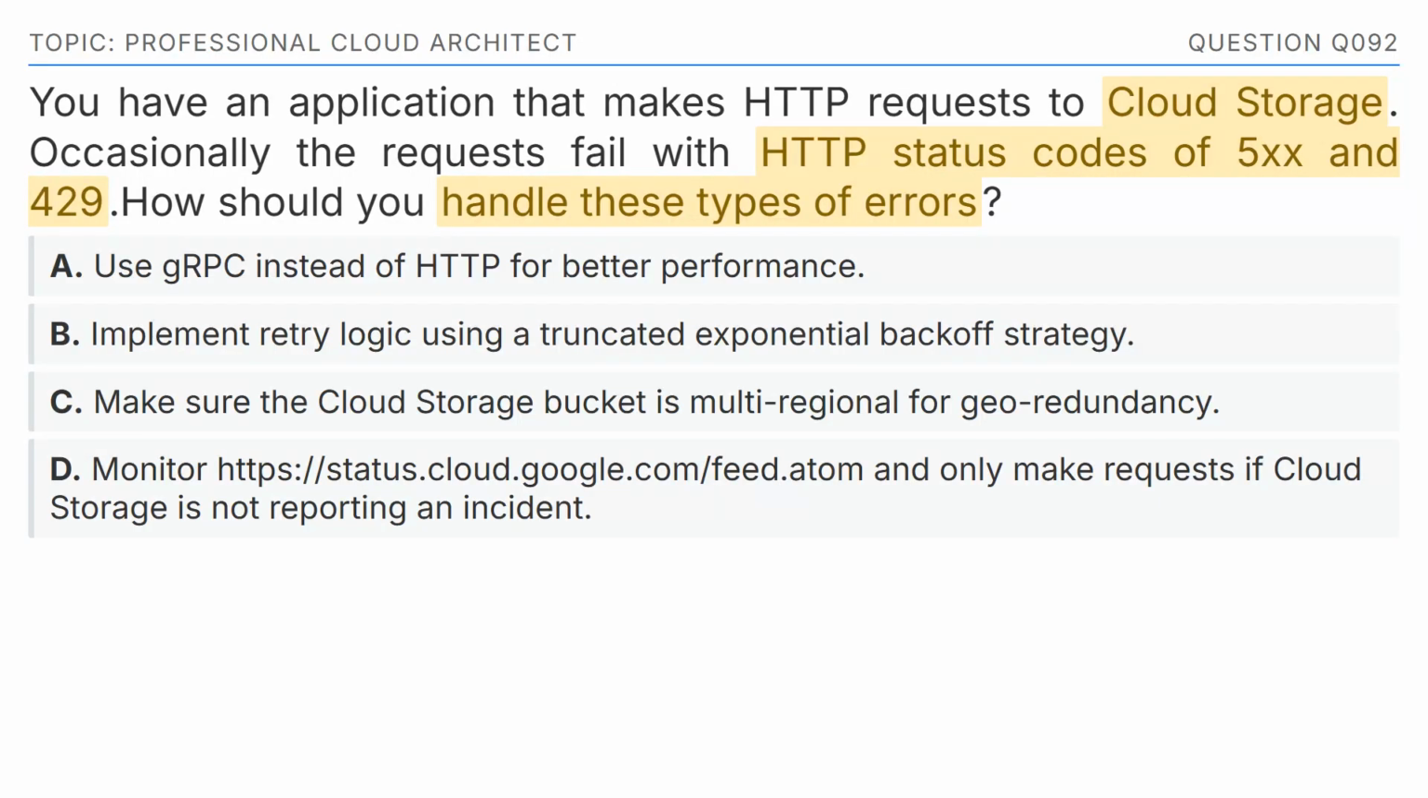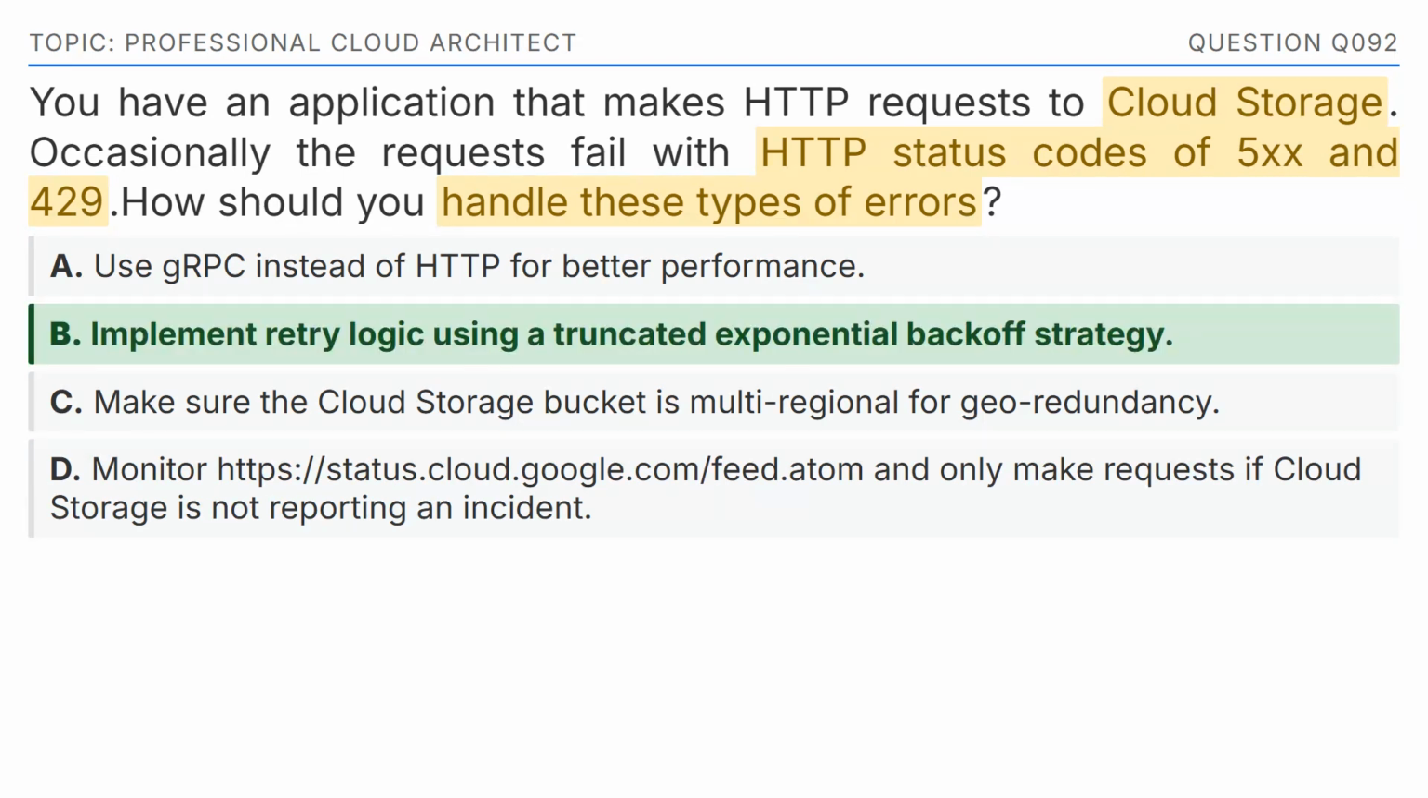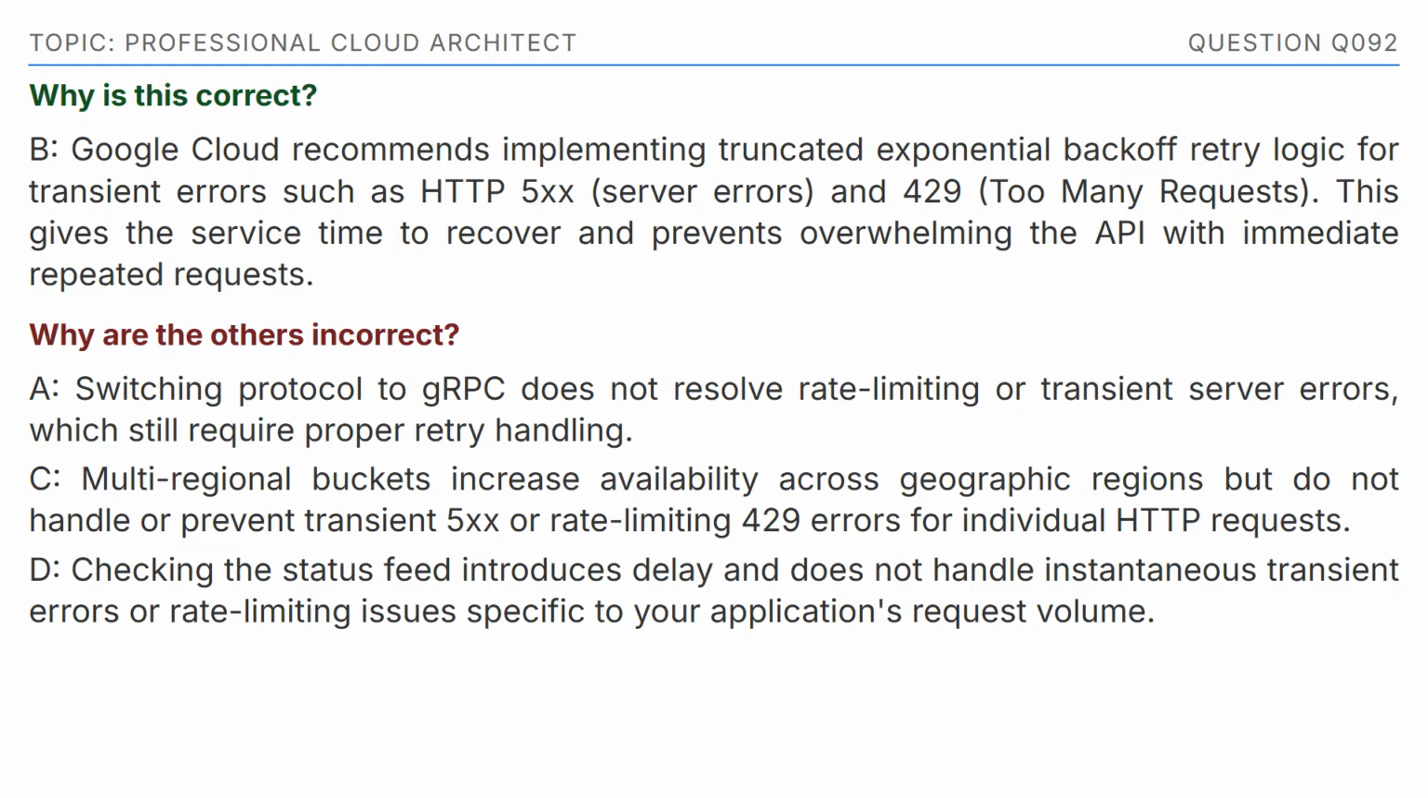To arrive at the correct answer, we focus on the keywords: cloud storage, HTTP status codes of 5XX and 429. Handle these types of errors. The correct answer is option B. Implement retry logic using a truncated exponential backoff strategy. Why is this correct? B. Google Cloud recommends implementing truncated exponential backoff retry logic for transient errors such as HTTP 5XX server errors and 429 too many requests. This gives the service time to recover and prevents overwhelming the API with immediate repeated requests.